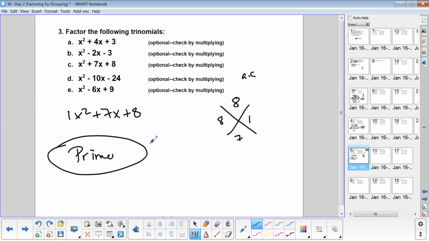Now, later in the year, we will see that we can find the solutions to this. We use the quadratic formula or we use completing the square. But in regard to factoring, we would say that it's prime.